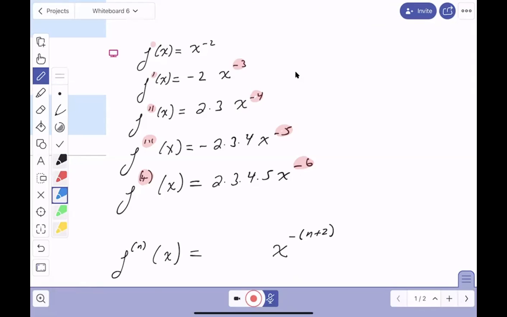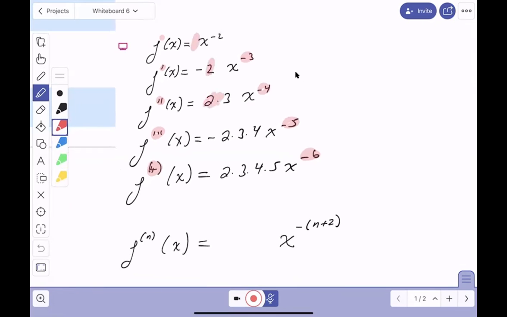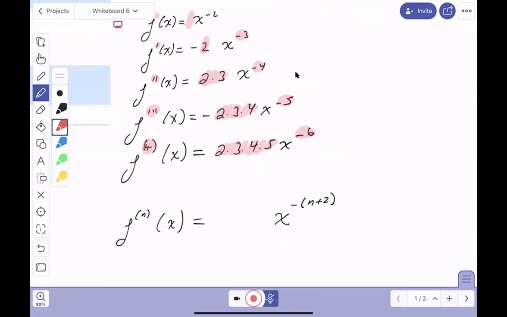Now what I'm going to do is look at the number, not the sign, just the number. This is going to be 1. This is 2. This is 2 times 3. This is 2 times 3 times 4. This is 2 times 3 times 4 times 5. What do I notice about that? They're factorial. It looks like n plus 1 factorial. For example, if you look at 4 here, that's 5 factorial. This is 4 factorial. I'm going up by 1. This is 3 factorial. This is 2 factorial. And that's going to be 1 factorial.